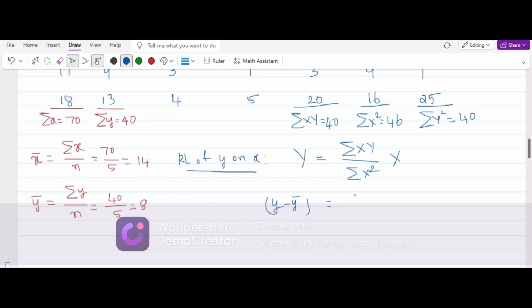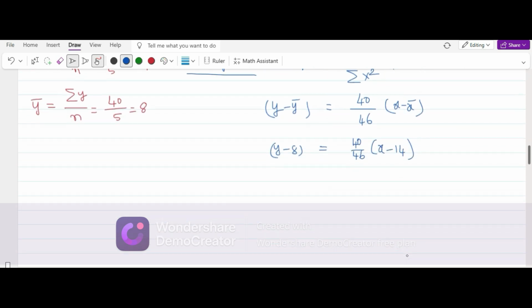Okay, that is equal to, what is summation xy? 40. What is summation x square? 46. And x minus x bar. So what is y bar? Which is 8. So y minus 8 is equal to 40 by 46 into x minus 14. Okay, so let us simplify this.